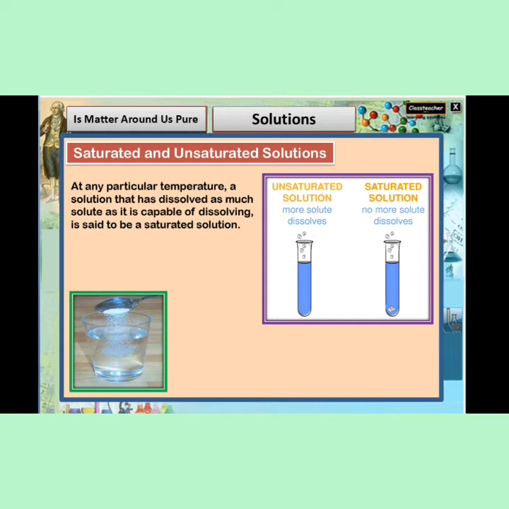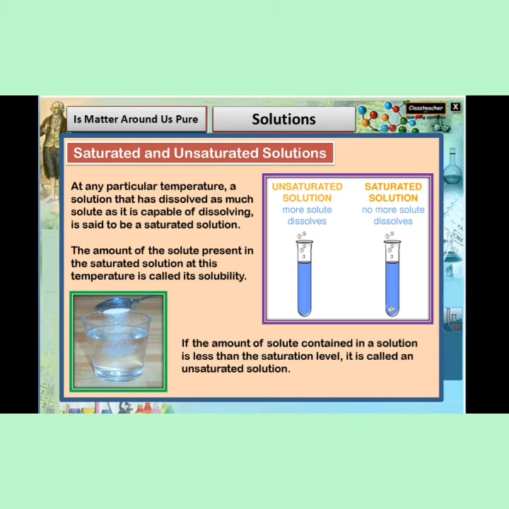And what is an unsaturated solution? The solution in which more solute can be dissolved at a given temperature is known as an unsaturated solution. At any particular temperature, a solution that has dissolved as much solute as it is capable of dissolving is said to be a saturated solution, and the amount of solute present in the saturated solution at this temperature is called its solubility. If the amount of solute contained in a solution is less than the saturation level, then it is called an unsaturated solution.